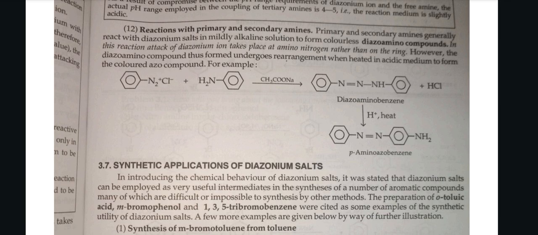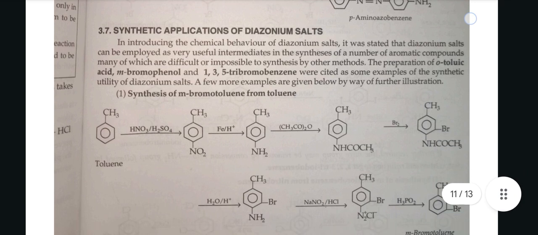Synthetic applications of diazonium salts. In introducing the chemical behavior of diazonium salts, it was stated that diazonium salts can be employed as very useful intermediates in the synthesis of a number of aromatic compounds, many of which are difficult or impossible to synthesize by other methods. The preparations of orthotoluic acid, metabromophenol, and 1,3,5-tribromobenzene were cited as some examples of the synthetic utility of diazonium salts. A few more examples are given below by way of further illustration.